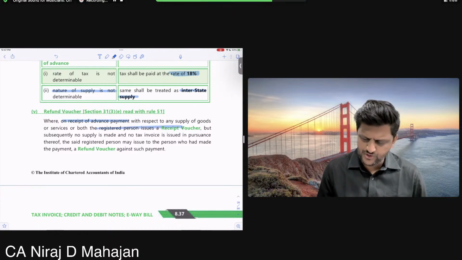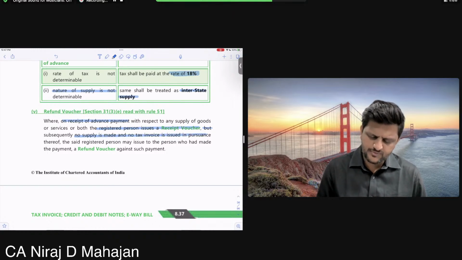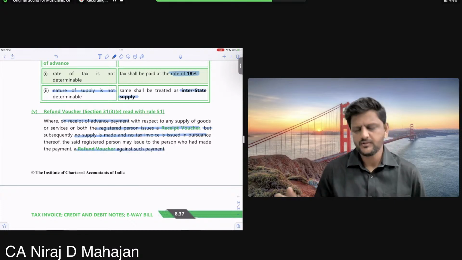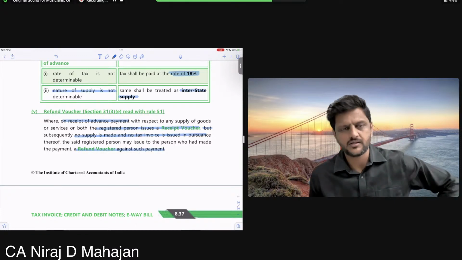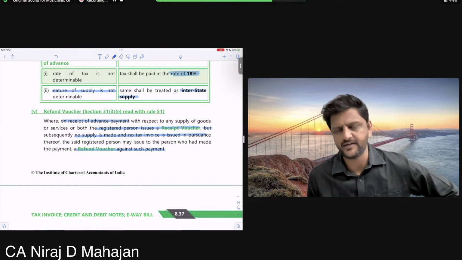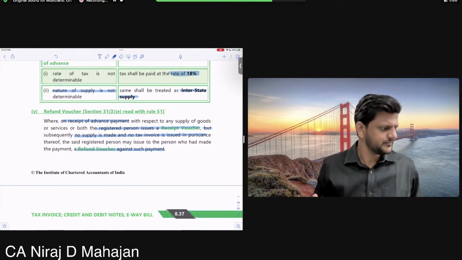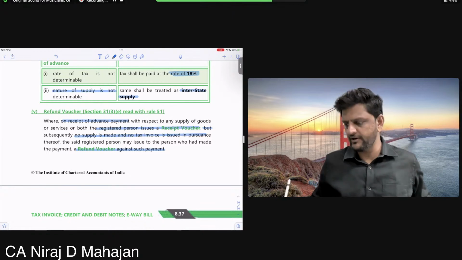the registered person must issue a receipt voucher, but subsequently no supply is made and no tax invoice is issued. Because of this, the registered person may issue to the person who has made the payment a refund voucher against such payment. Basically, the supply was not materialized. The supply is not effected. Okay, clear all of you?